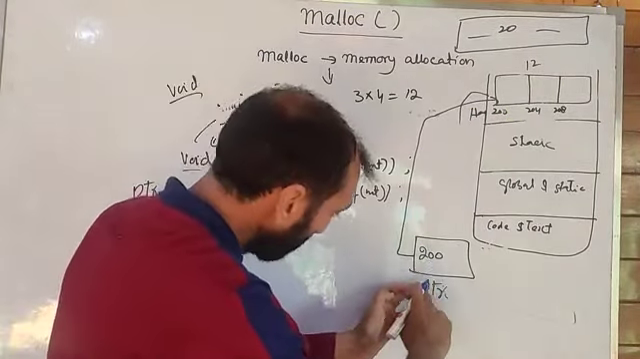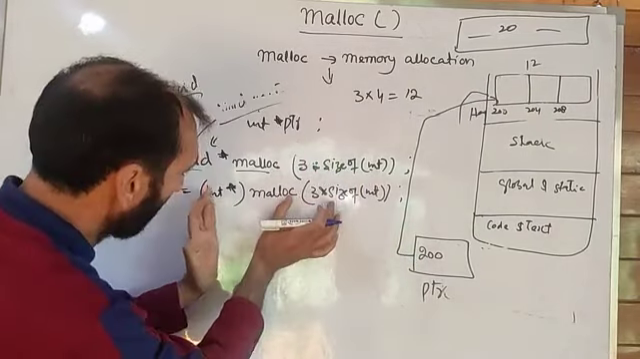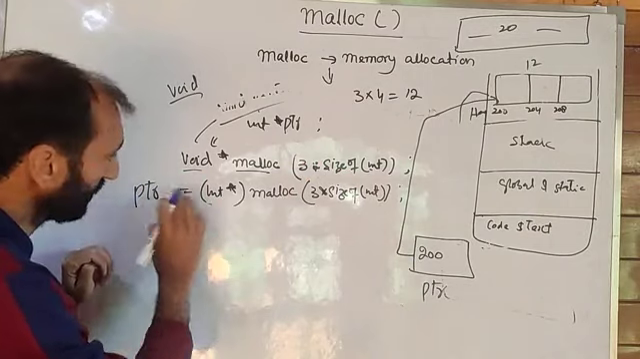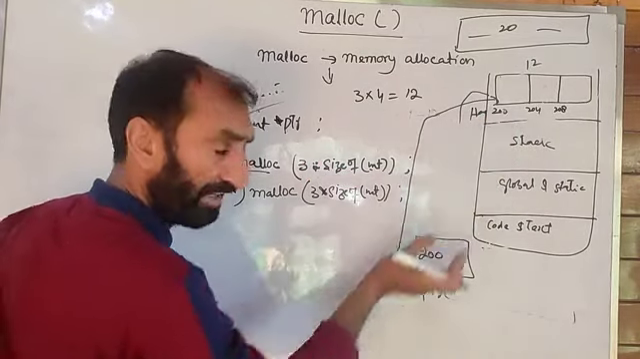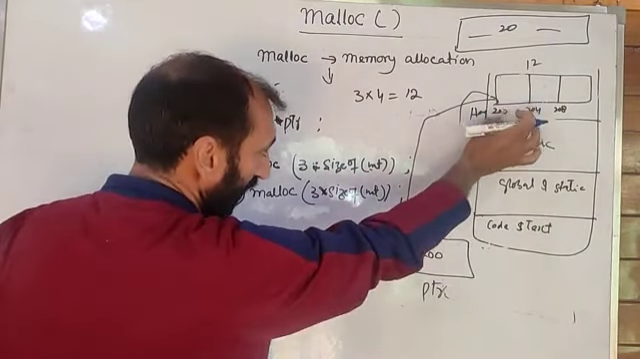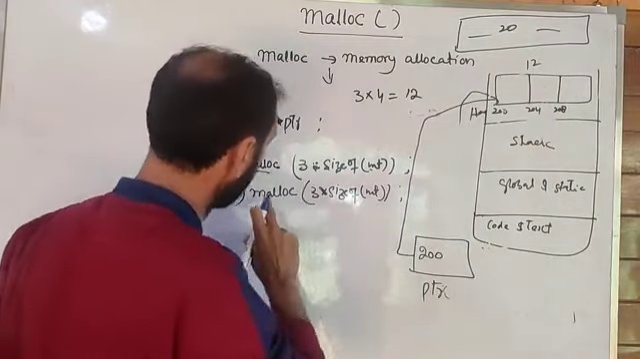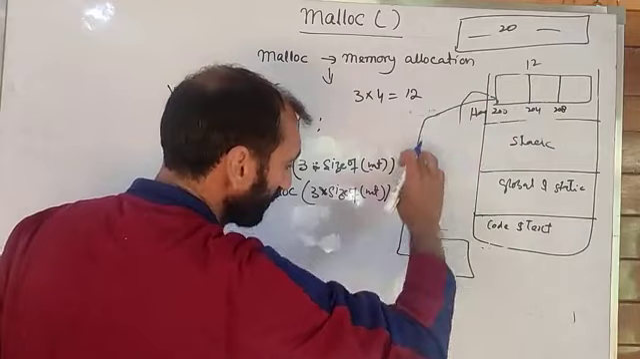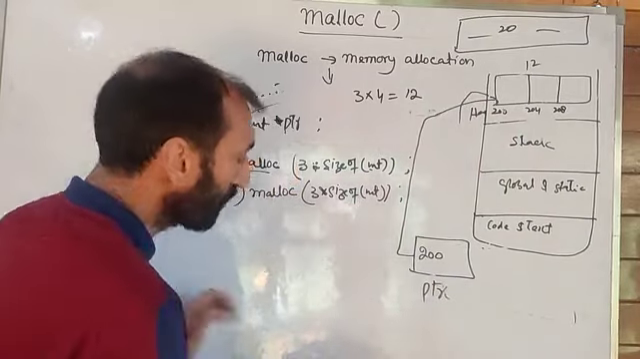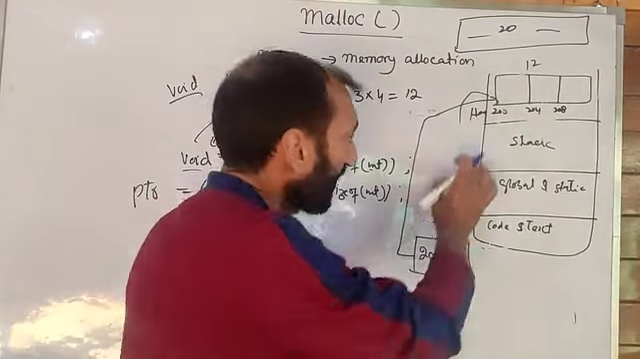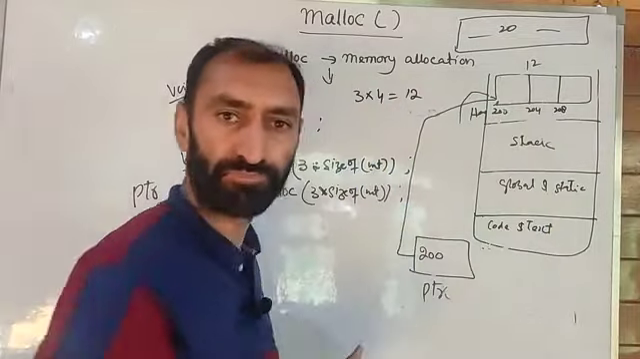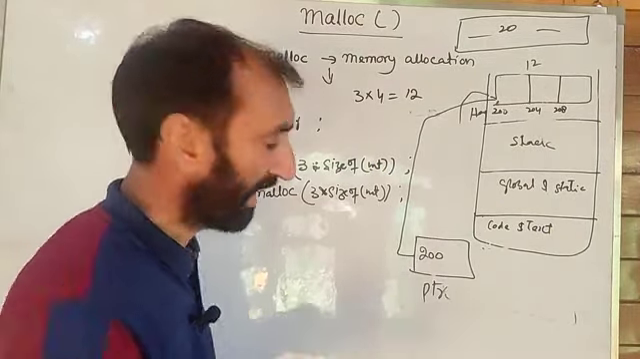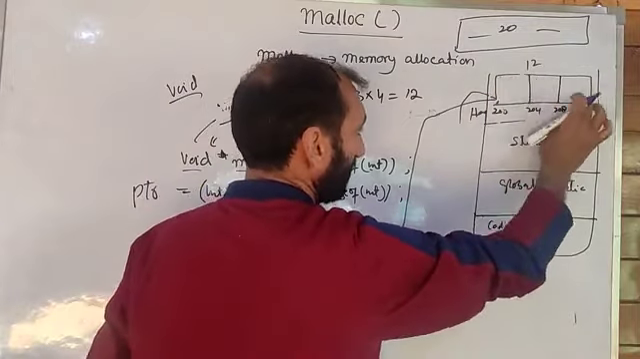So malloc returns the address of the first byte, which is going to be stored in ptr. Here the address of the first byte of the memory allocated dynamically by using the malloc function is 200, and that is going to be stored in ptr. Now using this ptr, we can access the elements of this block, stored at this memory.